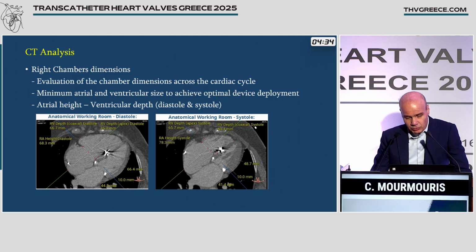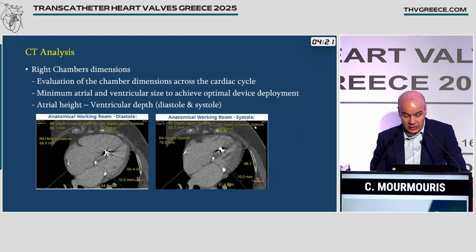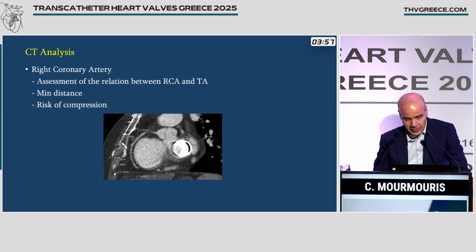Another important measurement is the size of the right chambers. We know that we need the minimal atrial ventricular size in order to achieve optimal device deployment. So CT can provide information regarding the height of the right atrium and depth of the right ventricle. And this measurement should be performed during systole and diastole.